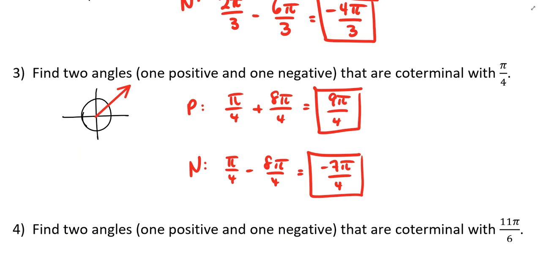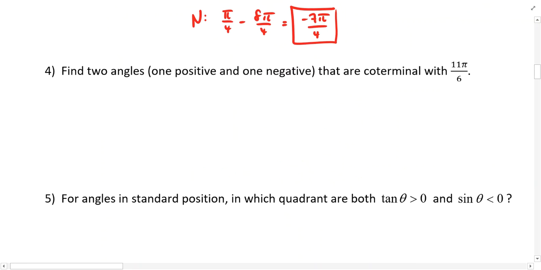Again, by adding an additional rotation of 2 pi units, in this case in the form of 8 pi over 4, we can obtain a positive angle measure that's coterminal with pi over 4. And when we subtract 2 pi units, or 8 pi over 4, that leaves us with a negative angle measure, a clockwise rotation that lands in the same position.